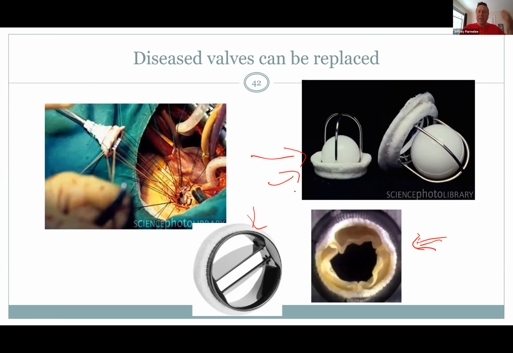If you're on blood thinners, you think, oh, it's no big deal, take a pill. Well, it makes you more likely to bleed too, right? So there's some danger there. So they can replace valves, believe it or not, with ones they take out of animals versus ones they make in the lab.